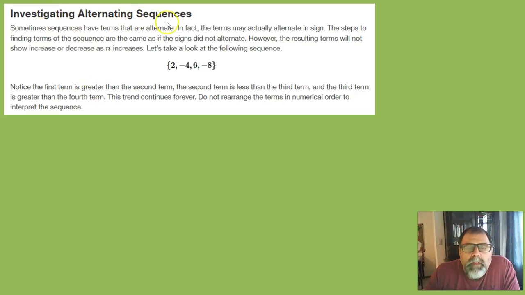Investigating alternating sequences. Sometimes sequences have terms that alternate. We're talking about the sign. They actually alternate in sign. The steps to finding terms of a sequence are the same as if the signs did not alternate. However, the resulting terms will not show increase or decrease as n increases. So let's take the following sequence: 2, negative 4, 6, negative 8. Notice the first term is greater than the second term, which is less than the third term, and the third term is greater than the fourth term, so it alternates. That trend continues forever. Do not rearrange terms in numerical order to interpret the sequence.